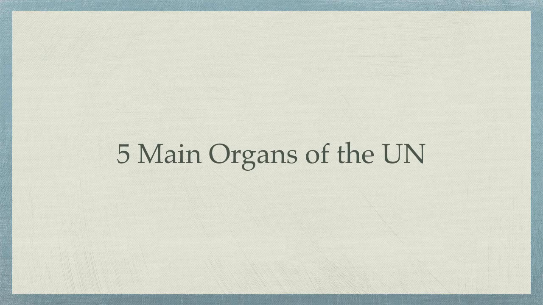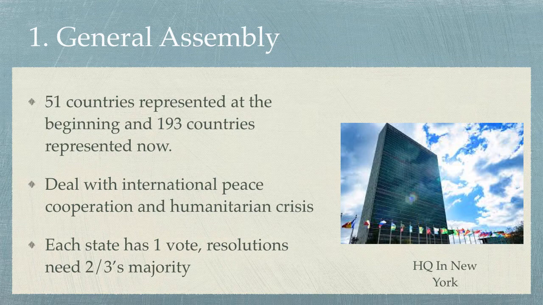There are five main parts or organs of the UN. The biggest organ is the General Assembly, and at the moment there are 193 countries represented in the General Assembly. This has grown from the 51 that were represented at that first meeting in June of 1945. They meet to discuss international peace and cooperation and to deal with humanitarian crises. Each member state has one vote, and for something to pass law, they have to have a two-thirds majority.